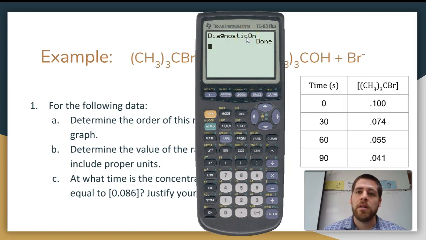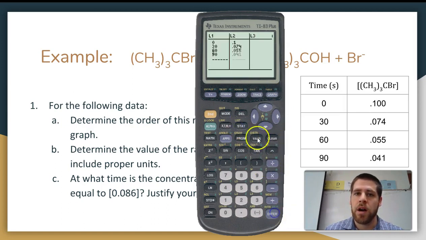So this should be the bare essentials of what we need in order to do the kinetics problems on our calculators and figure out what the order of a reaction is. Okay, so make sure your diagnostics are on. You just saw me do that. You have to click enter so it says done. Then we can go to stat. We can put in our numbers here.